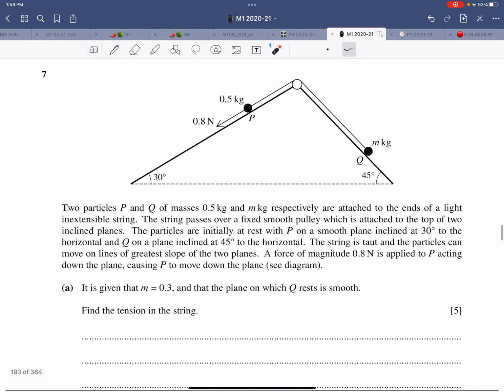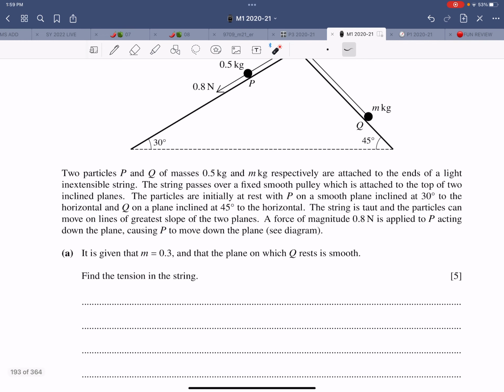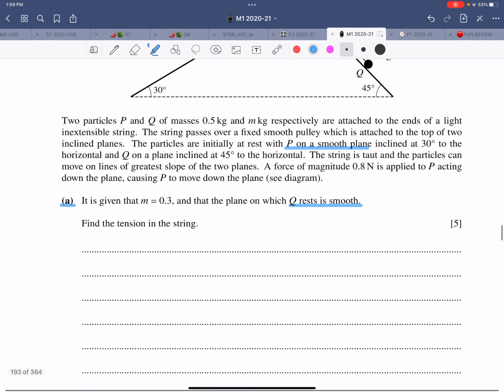It is given that PM is 0.3 and the plane on which Q rests is smooth. So this plane was already smooth. This P is on a smooth plane, so let me underline this. This P was already on a smooth plane. Nothing was written about Q, and in the first part, they say Q is smooth. Find the tension in the string for 5 marks.